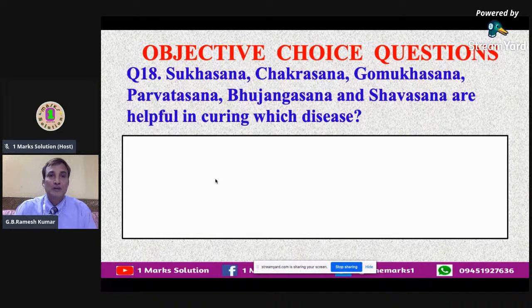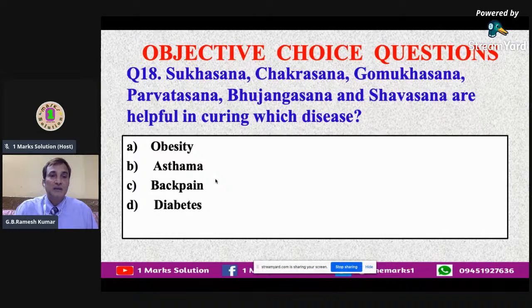Sukhasana, Chakrasana, Gomukhasana, Parvatasana, Bhujangasana, and Shavasana are helpful in curing which diseases? We all know this particular chapter is about curing lifestyle diseases, and yoga is a preventive measure. Obesity, asthma, back pain, or diabetes. So these asanas will help to cure the asthma part.